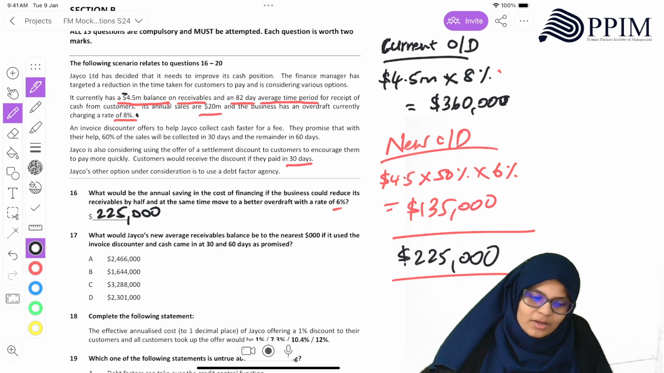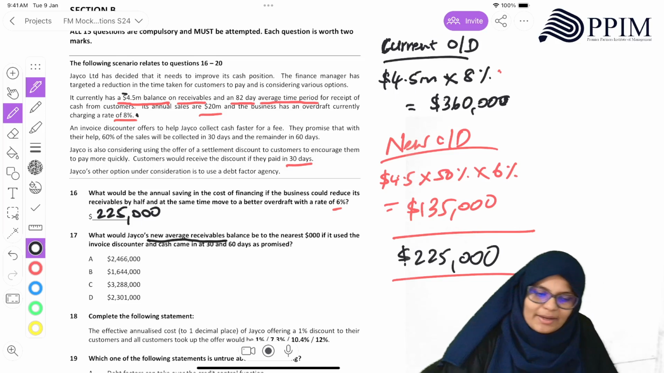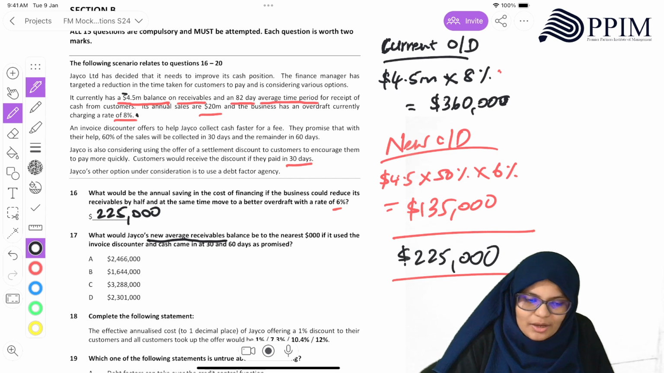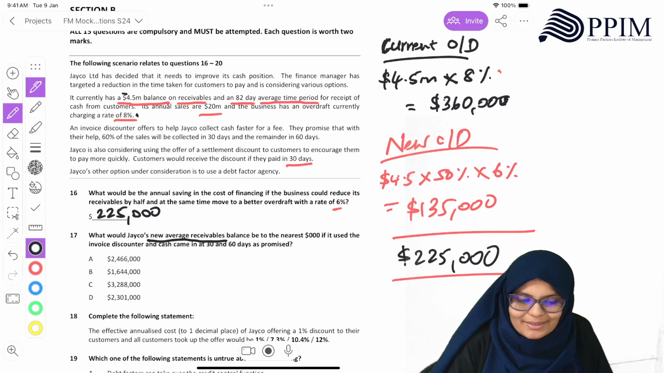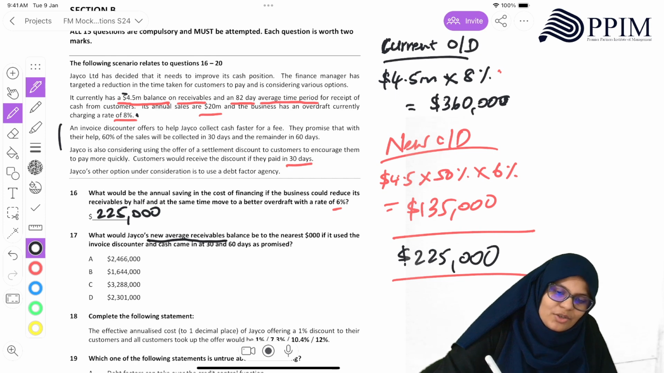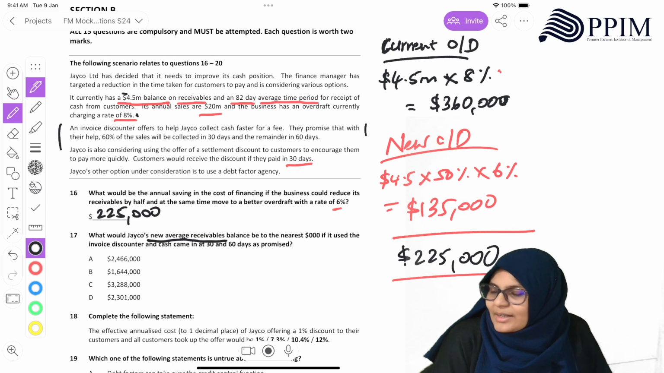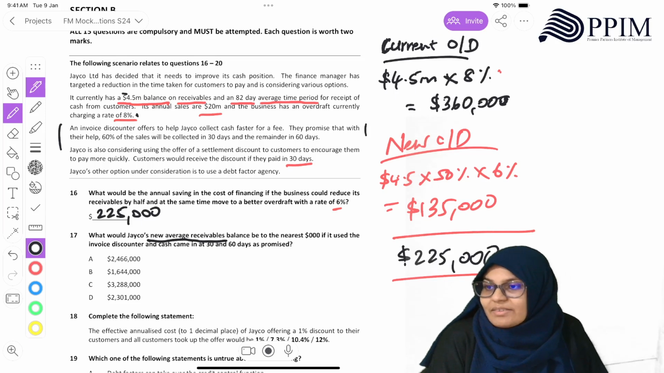Okay, right. So 17 is saying what would Jayco's new average receivable balance be to the nearest 1,000 if it used the invoice discounter and cash came in at 30 and 60 days as promised. So they are talking about this invoice discounter story. Okay, so what did the invoice discounter tell? He told me that 60% of the sales will come in 30 days, remainder will come in 60 days. Okay, now they are asking me what will be the receivables figure.